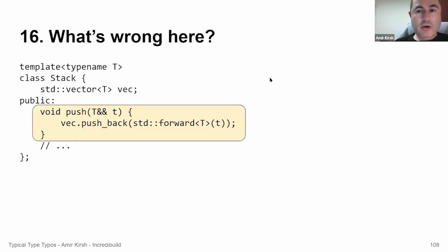Okay, next one. What's wrong here? We are getting close to the end, if you wonder. We have here a push function in a stack. We implemented our own stack. The stack uses a vector inside, and we have here a push that gets a T double ref, and then we use std::forward in order to forward the actual T that we got.